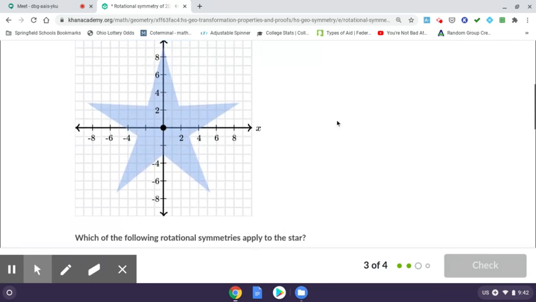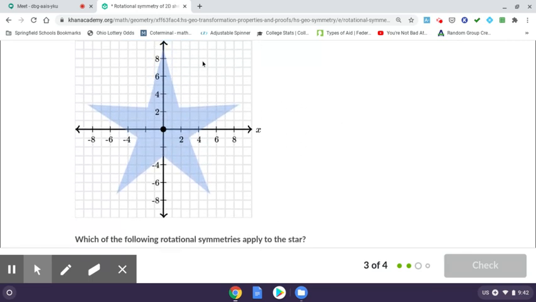Okay, how about the next one? We have ourselves a star. What is the order of rotational symmetry and magnitude here? Every time one of these points gets to the top, that's going to look like a star that looks exactly like how we started. How many of those points are there?